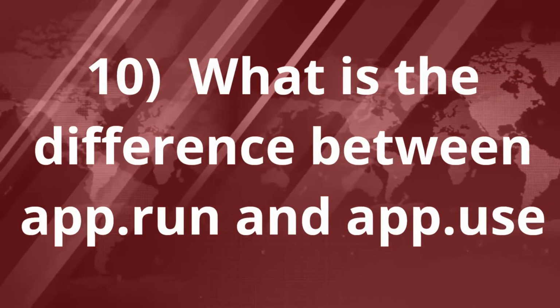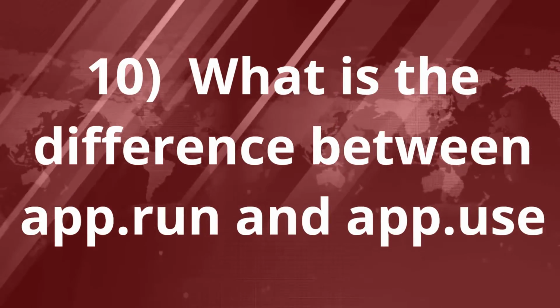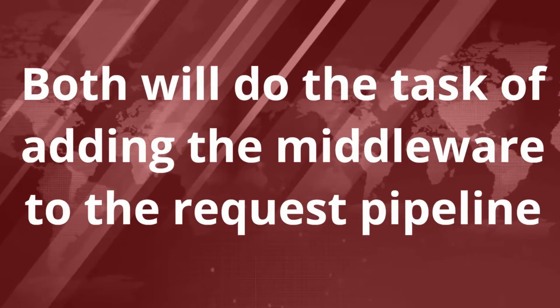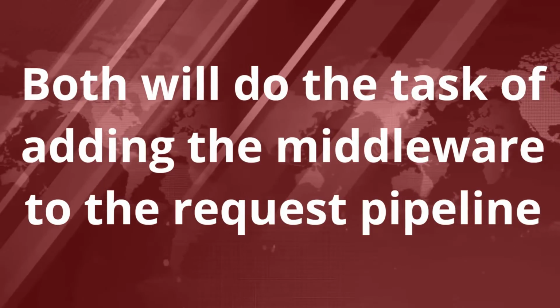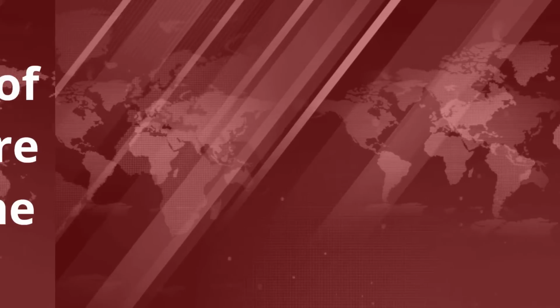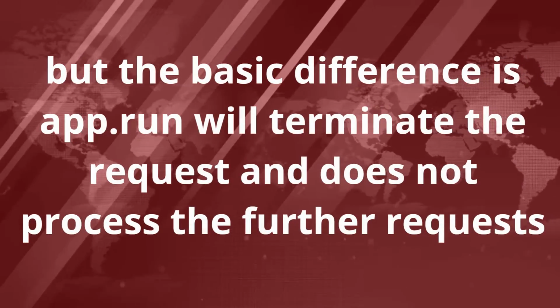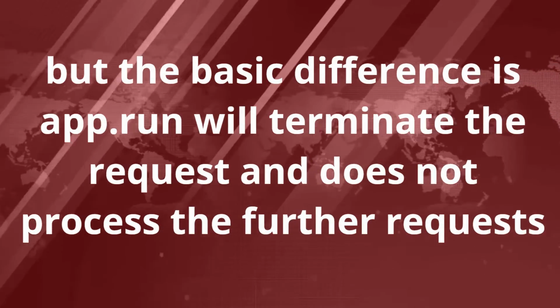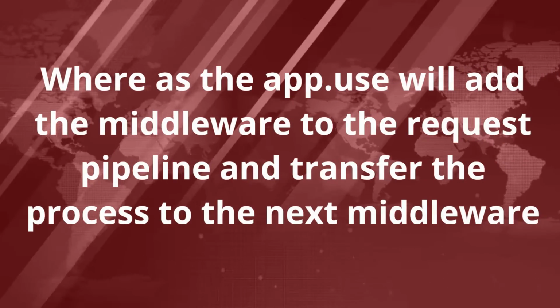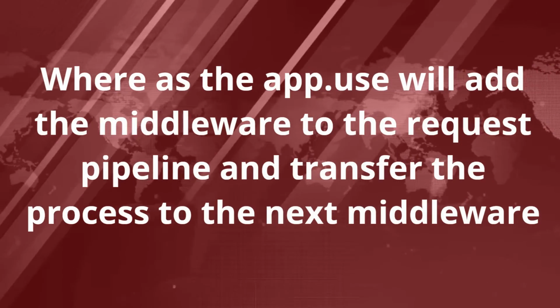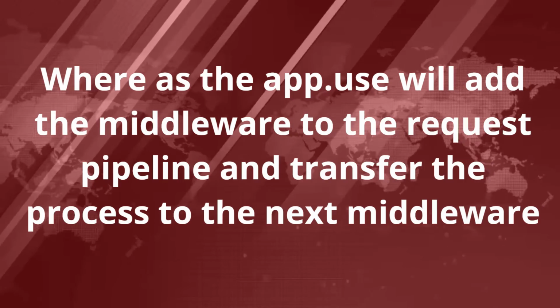Question number 10. What is the difference between app.Run and app.Use? The answer is, both do the task of adding middleware to the request pipeline, but the basic difference is app.Run will terminate the request and does not process further requests, whereas app.Use will add the middleware to the request pipeline and transfer the process to the next middleware.